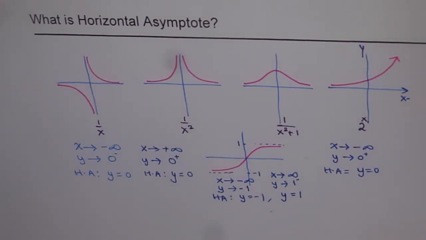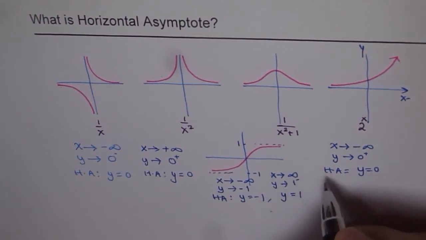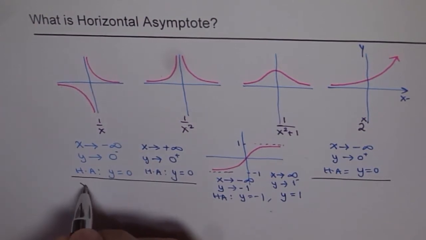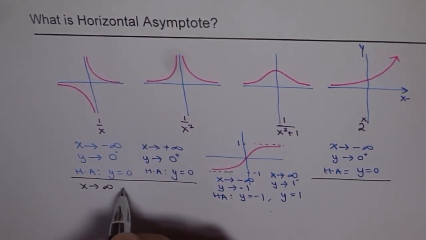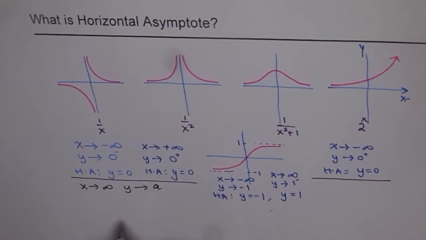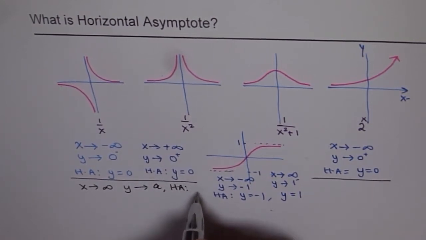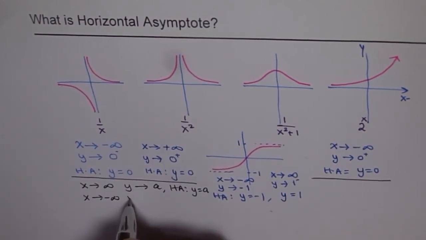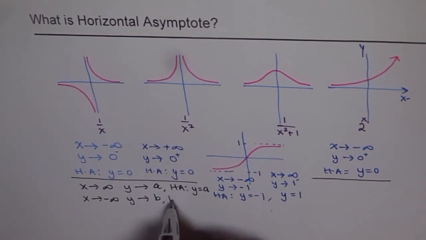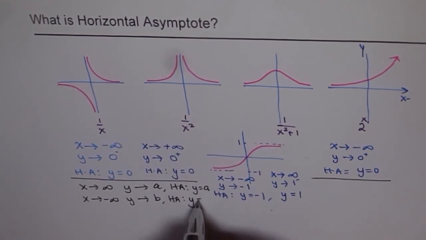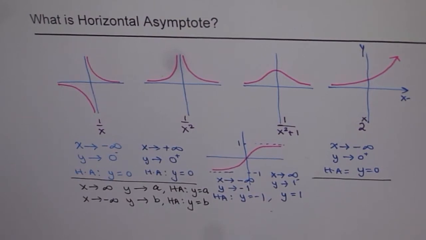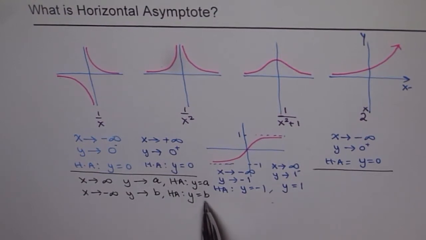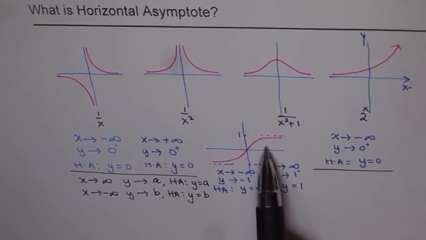So in general, for a horizontal asymptote, if x is approaching positive infinity and y approaches a value a, then the horizontal asymptote is y equals a. If x approaches negative infinity and y approaches a value b, then the horizontal asymptote will be y equals b. And as you have seen with the examples, a function can have more than one horizontal asymptote, as in this case.